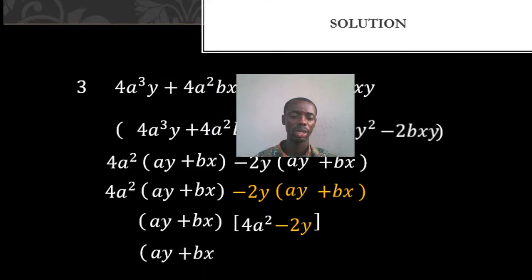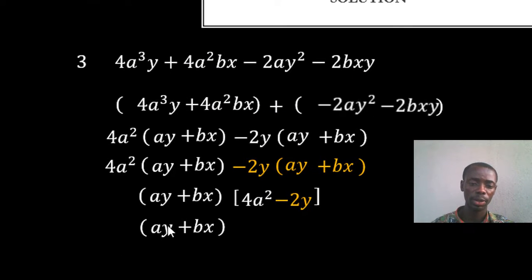So in my square bracket, there is still a common factor. Maybe you can see it. This is a 4 here, and this is a 2. So 4 and 2 have a common factor of 2. So I need to bring out that 2. By the time I bring out the 2, I'll be left with 2a squared here, and here I'll be left with a minus y. Yes, that's how it works. So now I'm already having this bracket multiplied by 2 multiplied by this bracket.